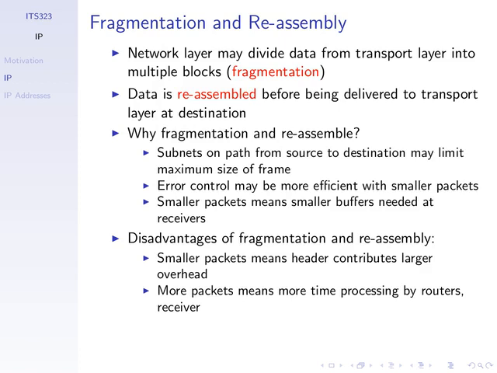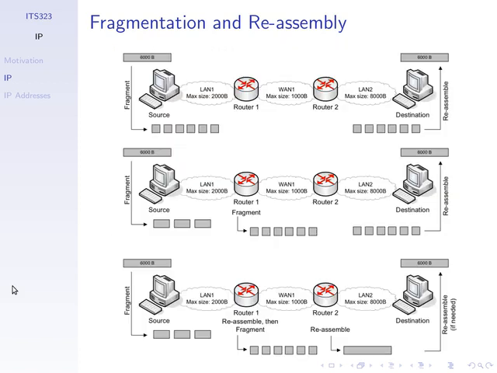There are different approaches for fragmentation reassembly. We'll quickly go through some examples and then mention what IP uses. Here we have a simple internet with a source host, destination host, two routers, three subnets. Each subnet has a maximum size of frame, maximum amount of data that they will deliver: 2,000 bytes, 1,000 bytes, 8,000 bytes. Our source has 6,000 bytes of data to send.